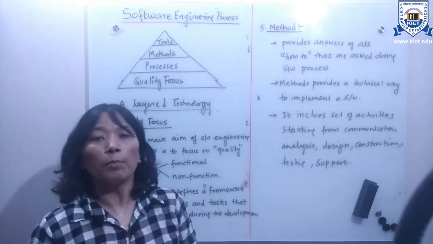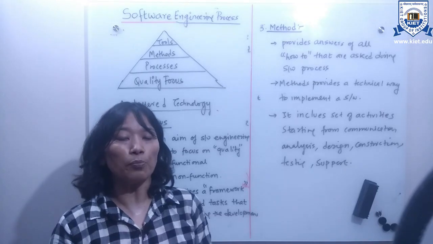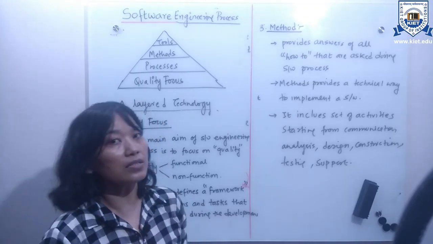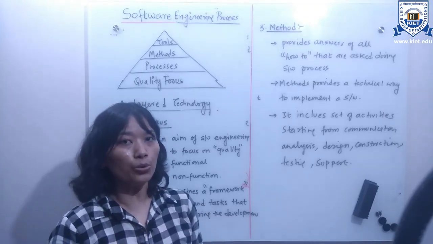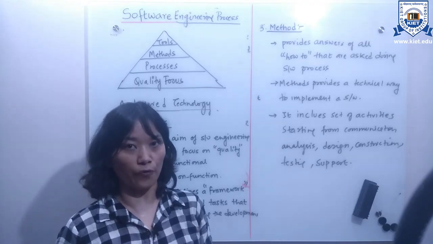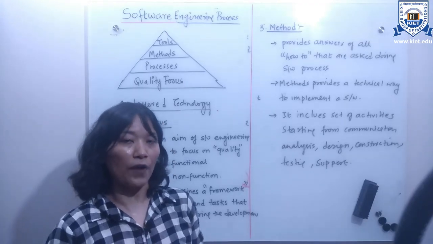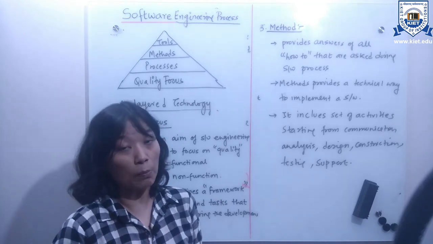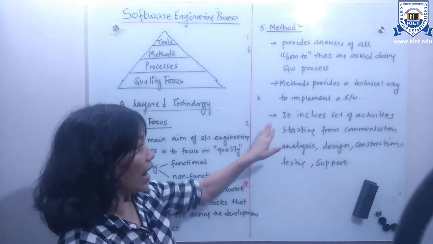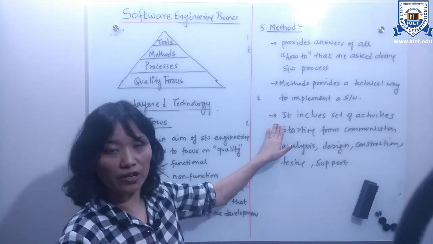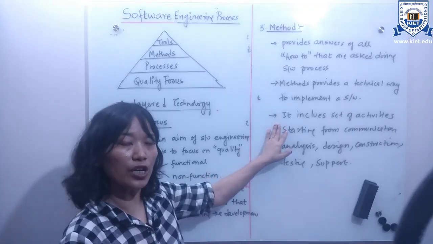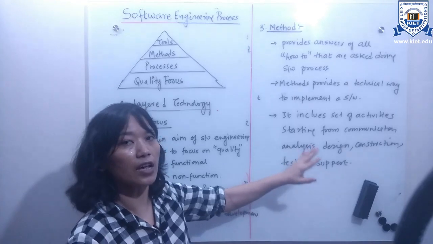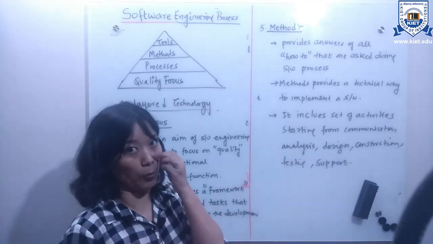So methods basically provide all the answers to the how-to questions that are asked during the software process. It defines the technical way to develop or implement any software, and it includes a set of activities that start from communication, analysis, design, construction, testing, and support.